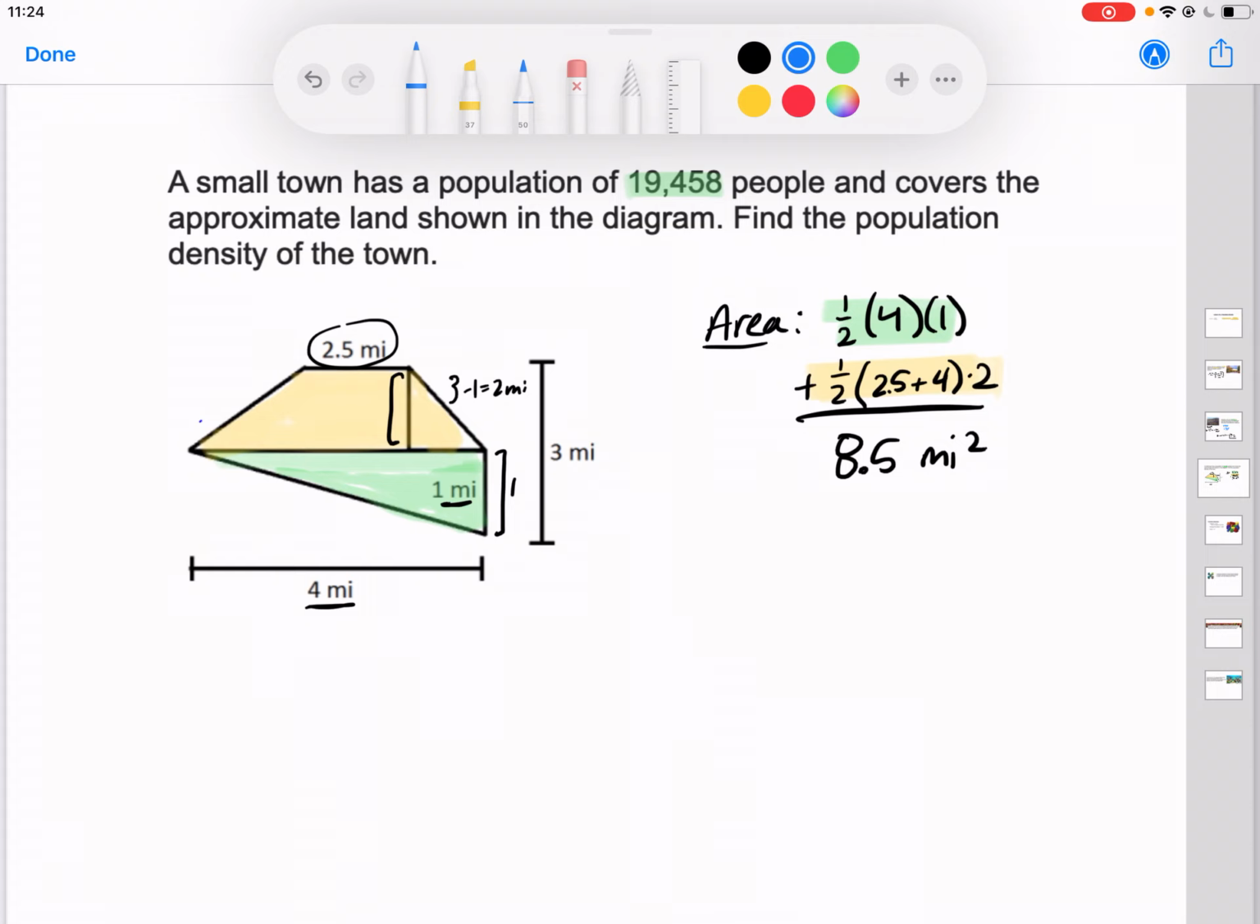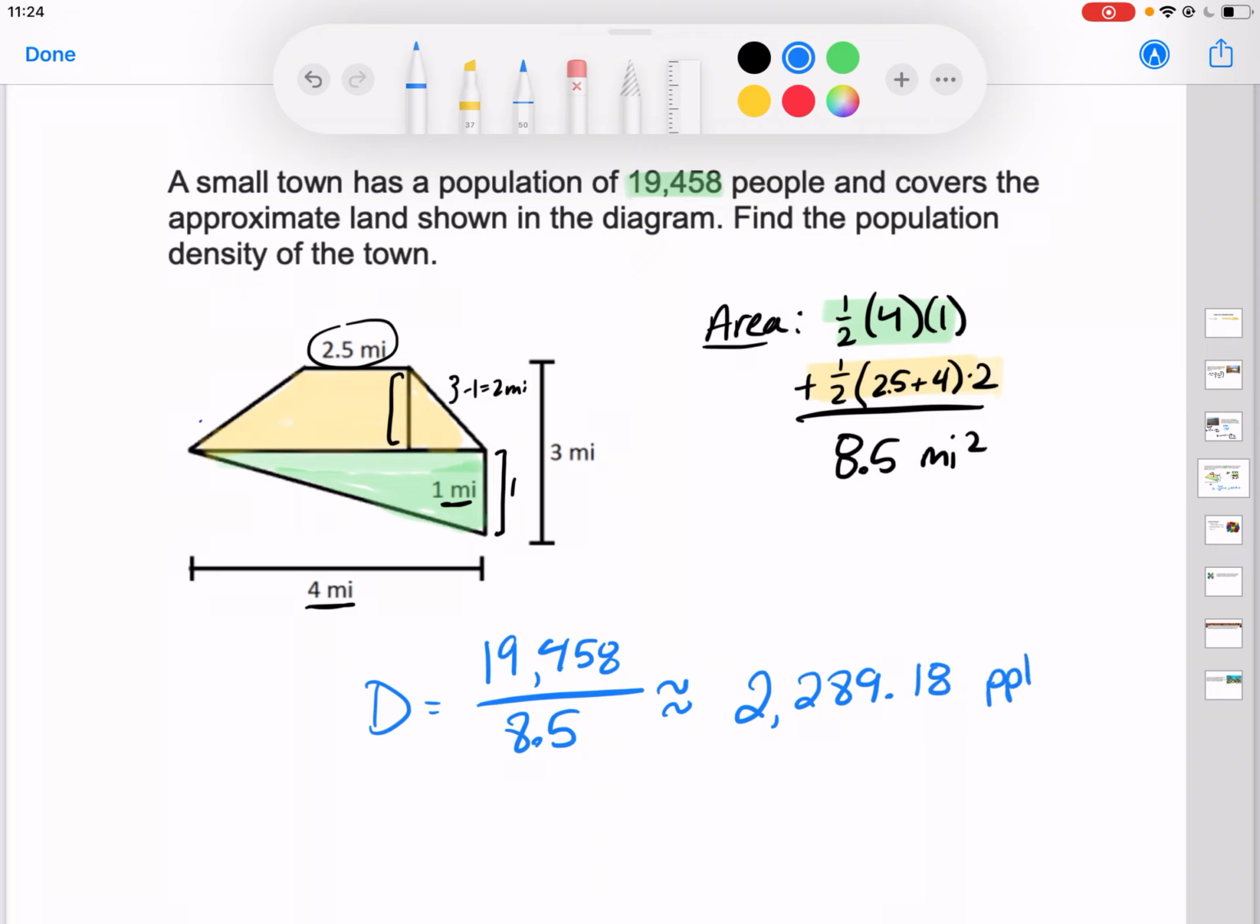Then we can find our density by taking the population, 19,458 people, and dividing it by the number of square miles, and you get 2,289.18 people per square mile.